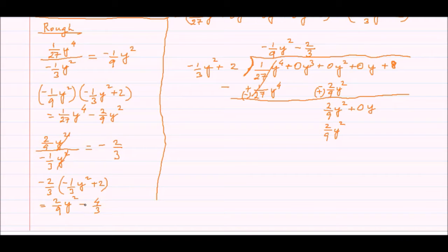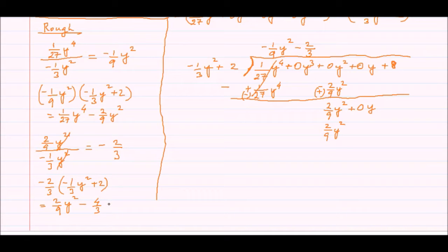But where should we write this minus 4 by 3? Because minus 4 by 3 is a constant term. We are having only two terms in this first line. One is 2 by 9 y square and the second one is 0 into y. So we are not having any constant term over here. So where should we write this?